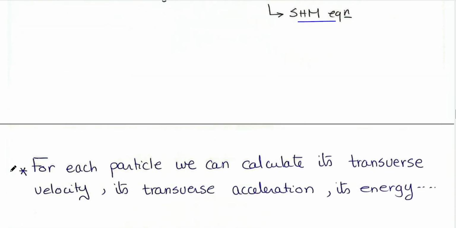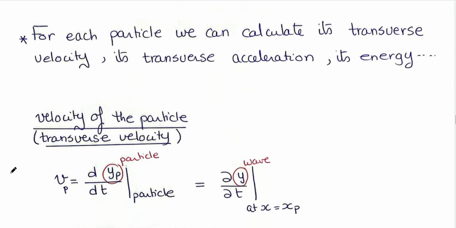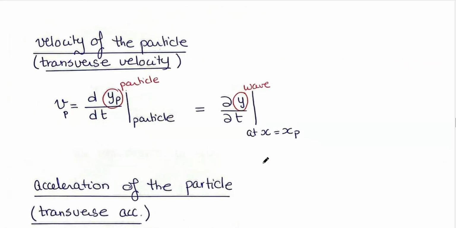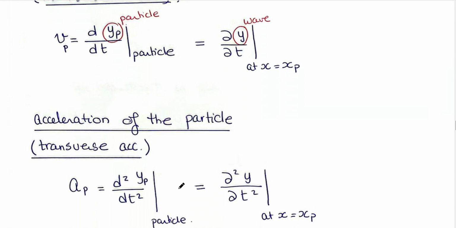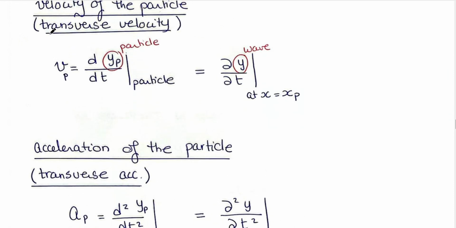So you can get the velocity of each particle by the derivative, or partial derivative, of the equation of the wave. And you can get the acceleration of the particle by the second derivative. Note that this is called the transverse velocity and this is called transverse acceleration because the vibration of the particles is perpendicular to the flow of the wave.